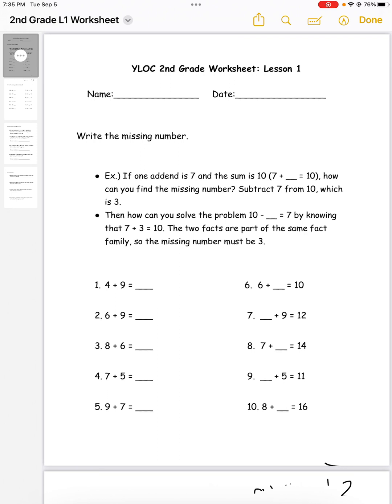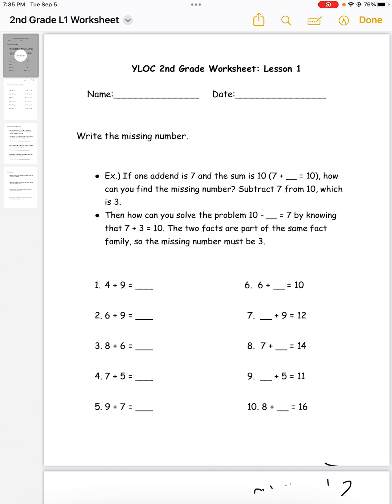So make sure you write down your name and the date. So it says write the missing number. Example, if 1 addend is 7 and the sum is 10, 7 plus blank equals 10. How can you find the missing number? Subtract 7 from 10, which is 3.